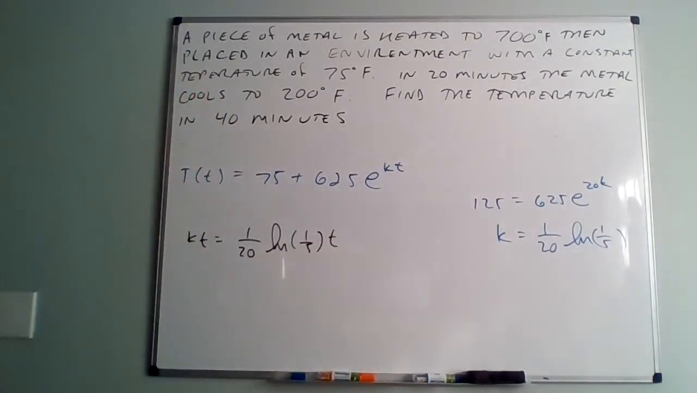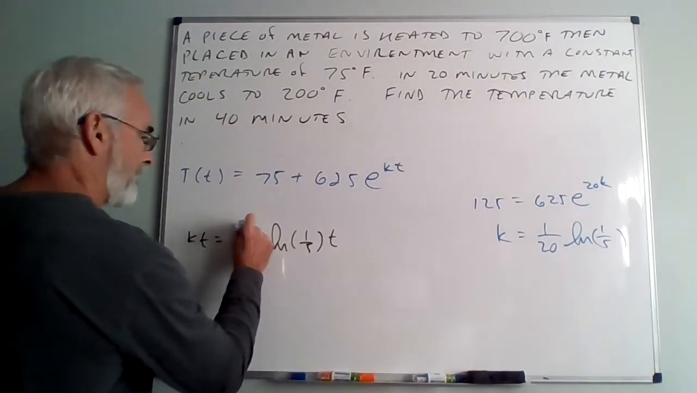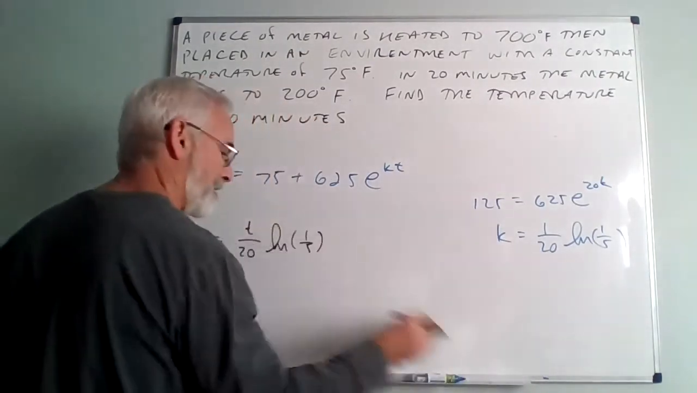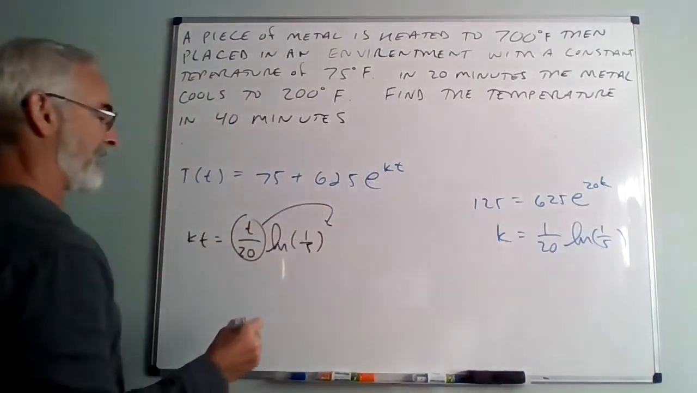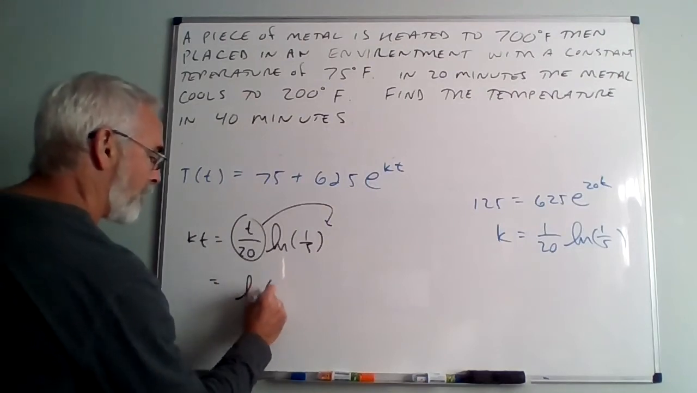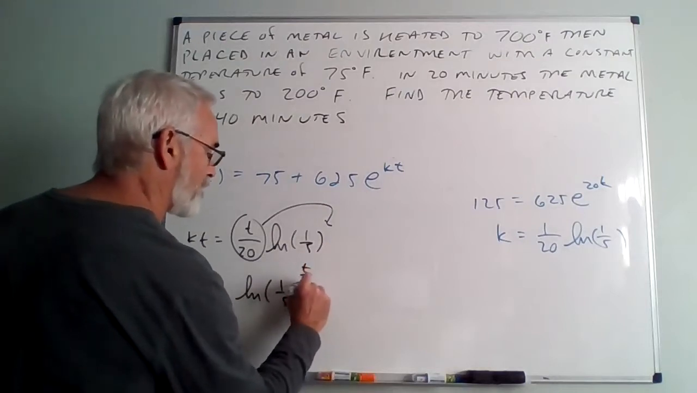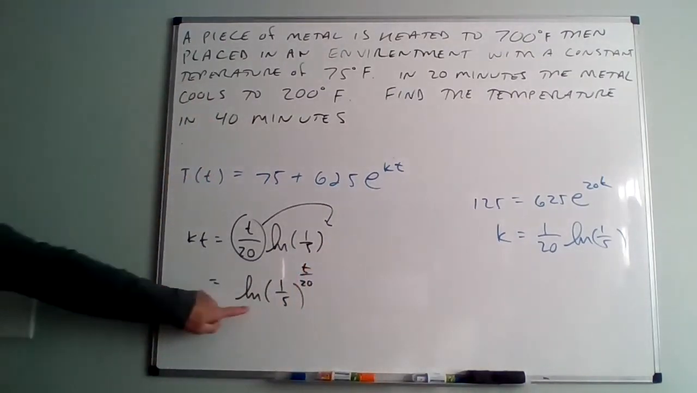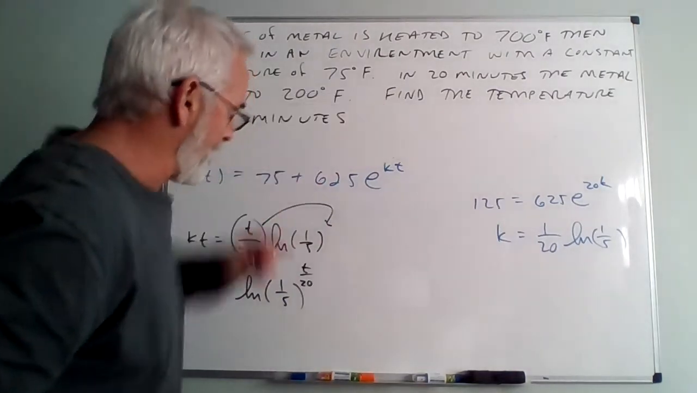But remember the rules of logs. If I put the t here with the 1/20, then I can take this and raise it up to the exponent. This would become the natural log of 1/5 raised to the t over 20 power. The reason I want to write it in that form is that it's now going to be e raised to this.